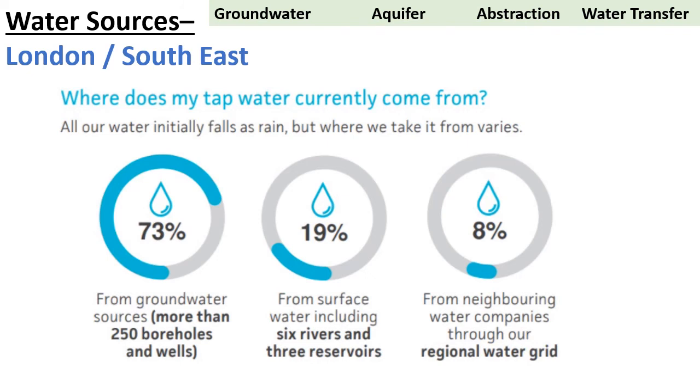19% comes from rivers and a few reservoirs, only 3, which is not many considering the amount of people in London and Greater London. And about 8% comes from neighbouring water companies. So they take it from other water companies and buy it from other water companies, and that is water transfer. The information here is for the southeast. As I say, it's very, very different, almost entirely flipped opposite for the north and the west. The vast majority of water in the north and the west comes from reservoirs.